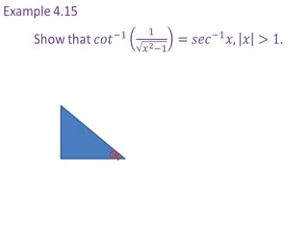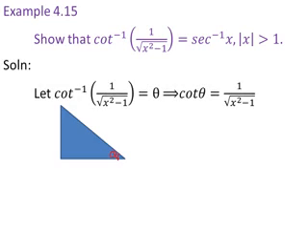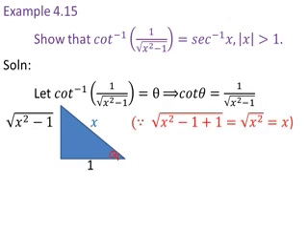Example 4.15. Show that cot inverse of 1 by root of x square minus 1 is equal to secant inverse x, where modulus of x is greater than 1. Solution. Let cot inverse of 1 by root of x square minus 1 equal to theta. From this you can say cot theta equals 1 by root of x square minus 1. So cot theta means adjacent side by opposite side. So adjacent side is 1. Opposite side is root of x square minus 1.